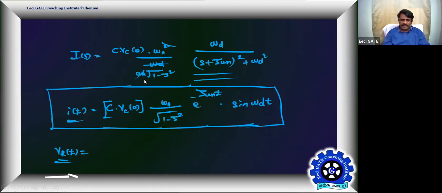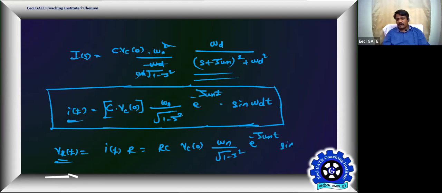If you go by differentiation, feeling it is easy, then VR(t) first you need to find out, that is i(t) into R. Then it is going to be RC into VC(0) into ωn by root of 1 minus ζ² into e^(−ζωn·t) into sin(ωd·t). You will get it as it is. That's your VR(t). Then VL(t), please.